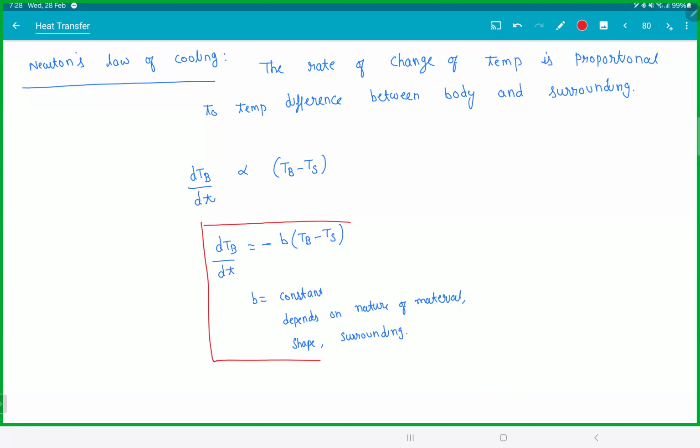So simply what it means is the more the temperature difference, the faster you'll cool down. So if you have a body here, this is TB and this is TS. That's it. Newton's law of cooling is simply that the more the temperature difference, the faster you cool down.